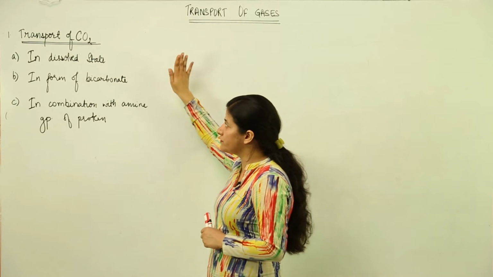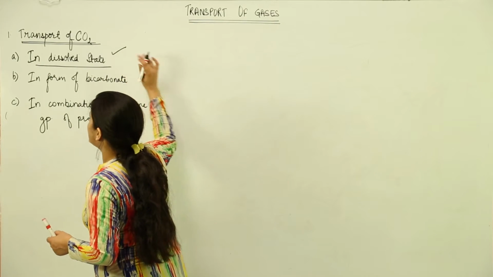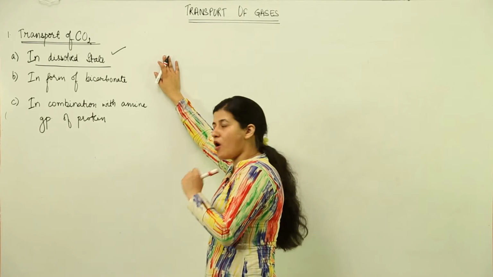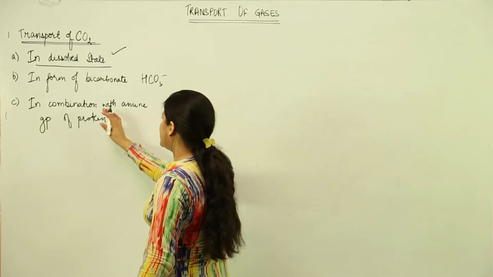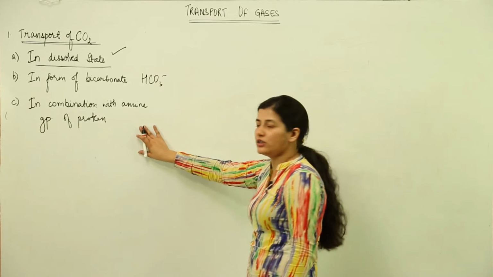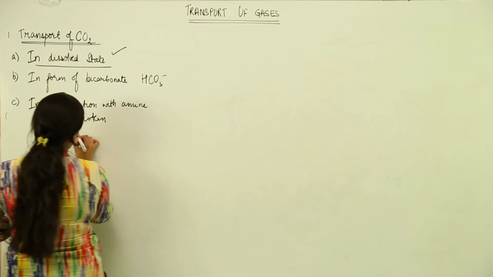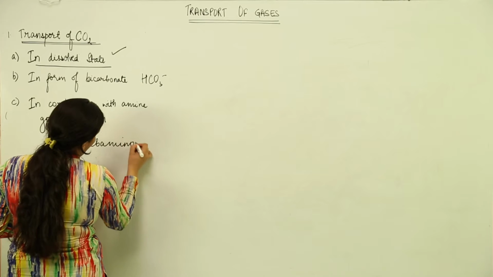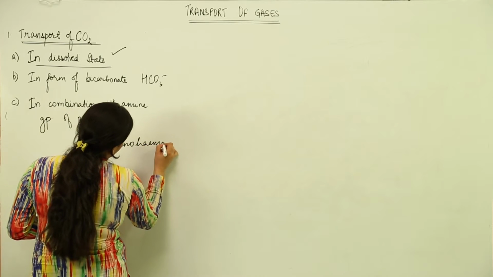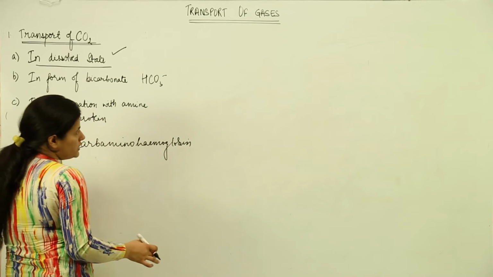First one is in the dissolved state in the plasma itself. Second one is in the form of bicarbonate ions. And third one is in combination with the amine group of the protein. Which protein? Hemoglobin. So, over here we are talking about carbaminohemoglobin that would be formed in the blood itself. Individually, we are going to take each one of these.